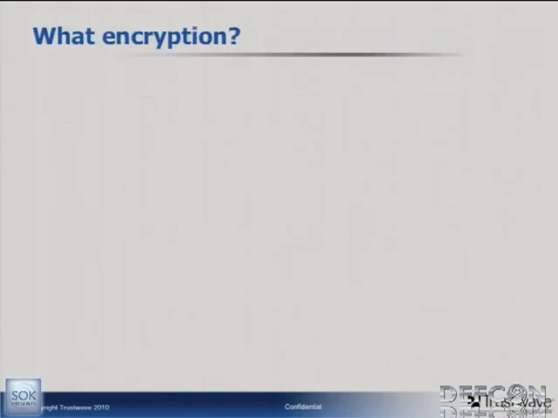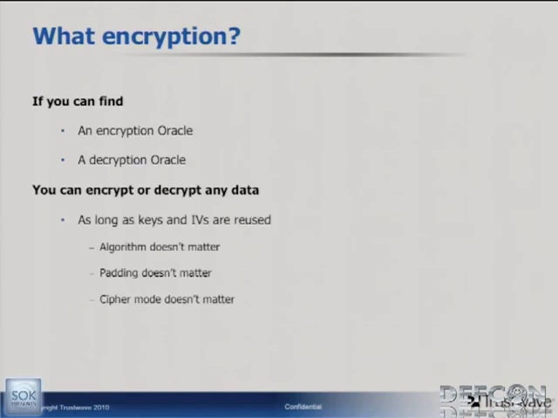So we already saw that. So that demo's done. One last take-home point that I want to make is that if you can find an encryption oracle and a decryption oracle, it doesn't matter what you're using, as long as keys and IVs are reused. By the way that cryptography works, anything that's encrypted and decrypted with the same key, IV, cipher is going to be the plain text. So whatever cipher, key, padding, or cipher mode you're using, it doesn't matter if you can find an encryption or decryption oracle. Anything with that same key, IV, and cipher is now as good as plain text.